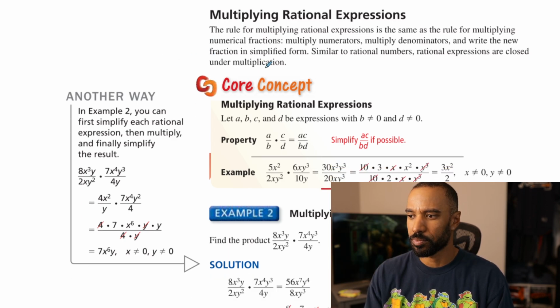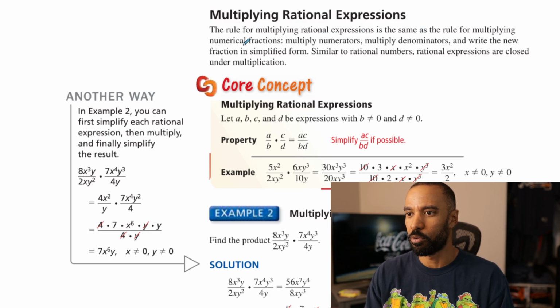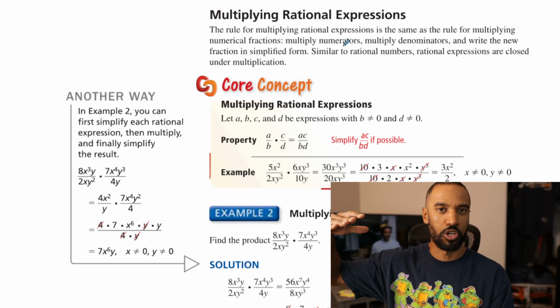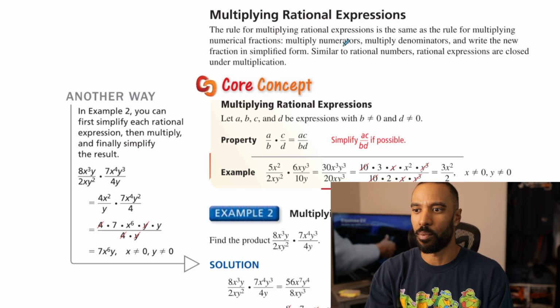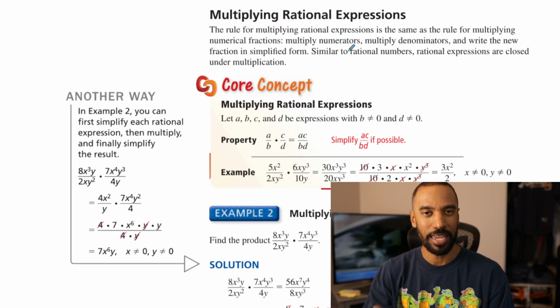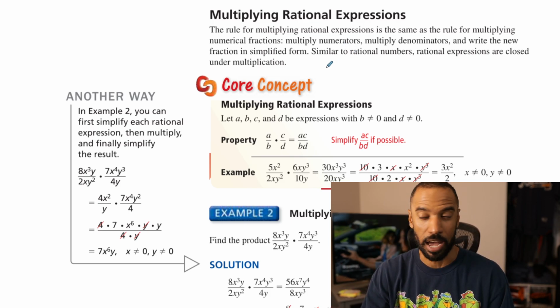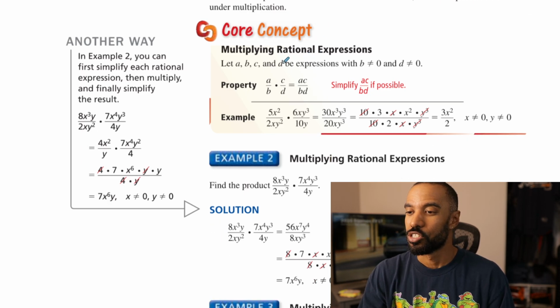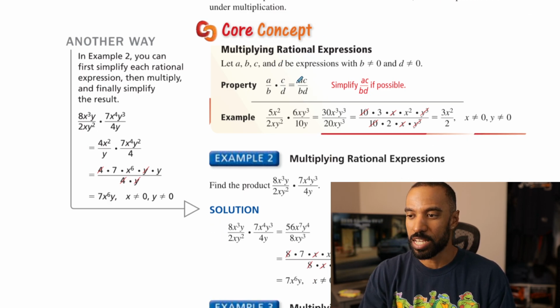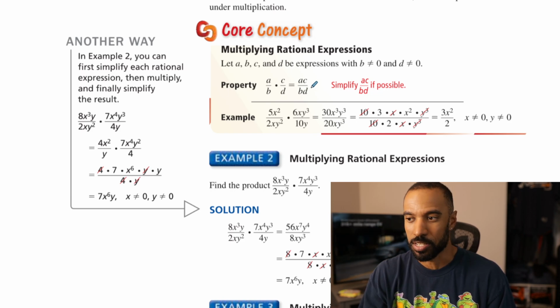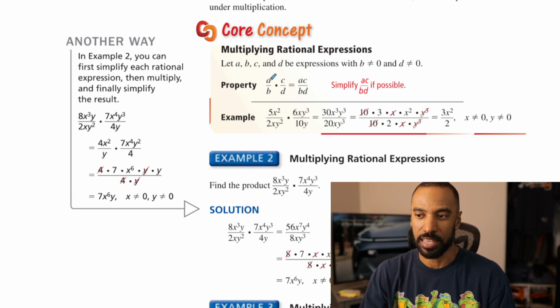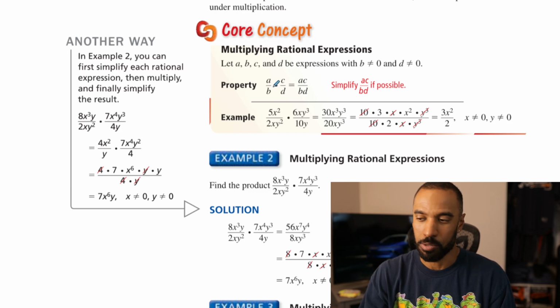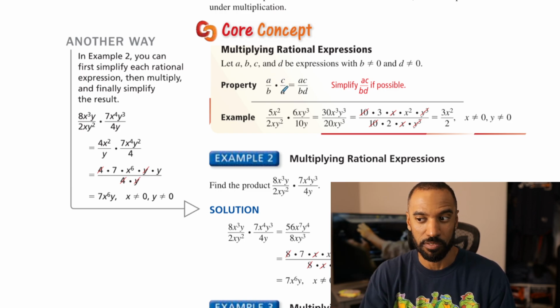I'm curious. Okay, multiplying rational expressions. The rule is the same as the rule for multiplying numerical fractions. Multiply numerators, multiply denominators, and write the new fraction in simplified form. Easy. I mean, simple enough. Better than addition, actually. So, a over b times c over d is a times c over b times d. That makes sense. Which is really a way of stating that a is not just dividing by b, guys, because it's multiplying by the fraction, a is also dividing by d.